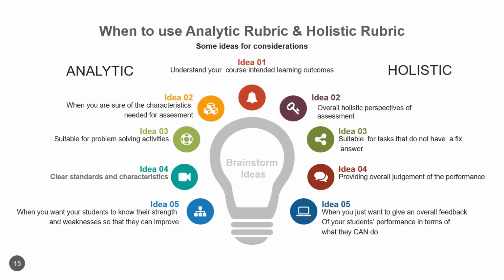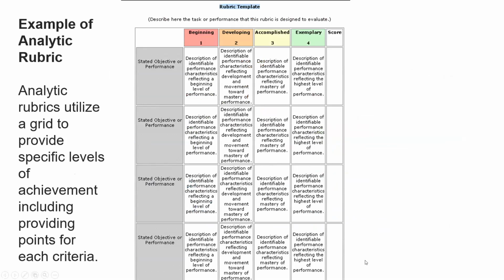So again, if I can repeat this, there are two general types of rubric: the analytic rubric and the holistic rubric. The analytic rubric is suitable when you're very clear about what you're looking at, it's suitable for solving problems, and students are able to see their strengths and weaknesses. Whereas with holistic, because of its holistic nature, you are providing your overall judgment of their performance, and so what they get is what they can do, rather than the weaknesses. So this is an example of an analytic rubric.